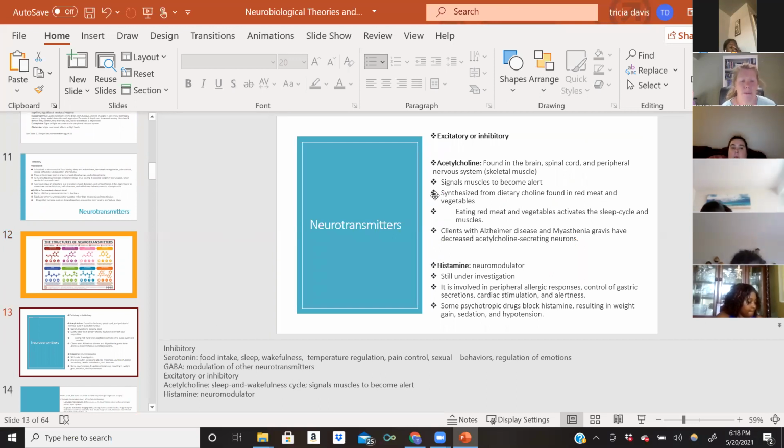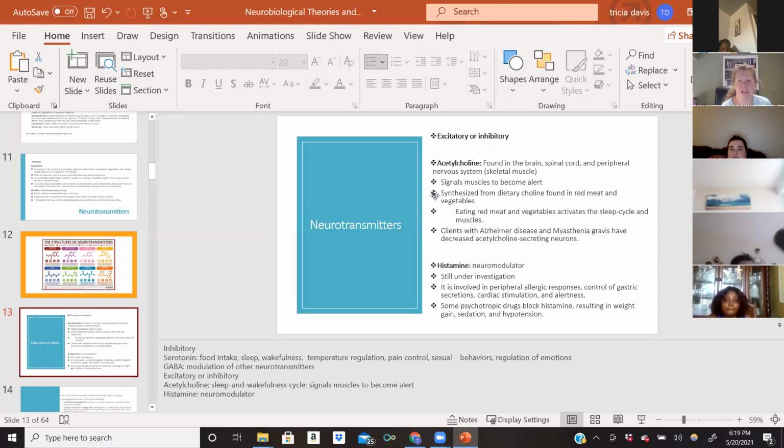Then we also have neurotransmitters that can be excitatory or inhibitory. So acetylcholine, it is found in the brain, the spinal cord, and peripheral nervous system. Our skeletal muscle, it signals muscles to become alert. It is synthesized from dietary choline that you can get from red meat and certain vegetables. Eating red meat and vegetables will help activate that sleep cycle and our muscles. Clients with Alzheimer's disease and myasthenia gravis are known to have decreased acetylcholine secreting neurons. So acetylcholine definitely plays a role in the development of those two diseases.